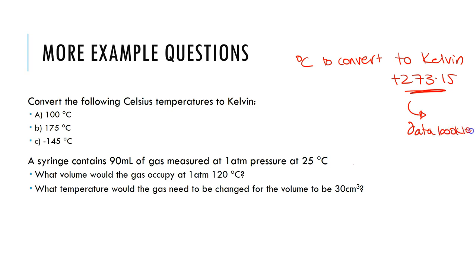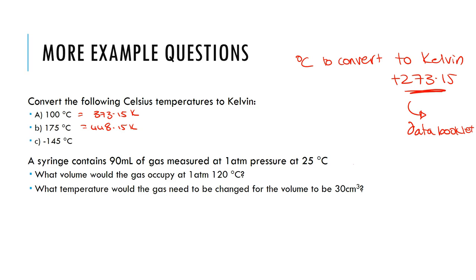Okay, but it's one you probably won't need because you will be using it a lot. So 100 degrees C is going to end up to be 373.15 Kelvin, remembering our units. 175 is going to be 448.15 Kelvin, and then negative 145.